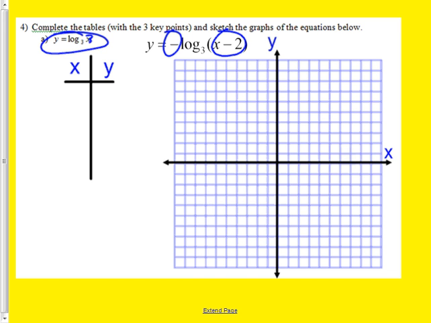If I put in x is 3, I would get 1, right? And if I put in a 1 here, I get 0. If I put in a 1/3 for x, then it would be -1. And if I put in a 9 here, then log base 3 of 9 would be 2.